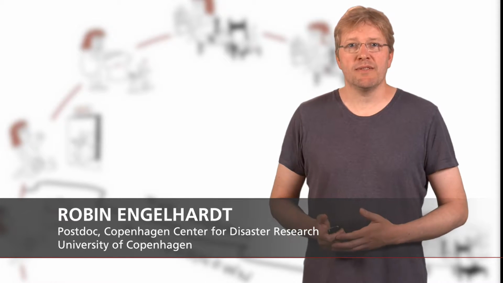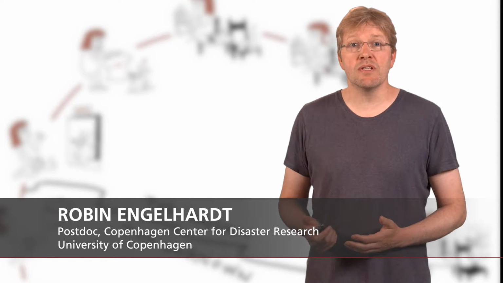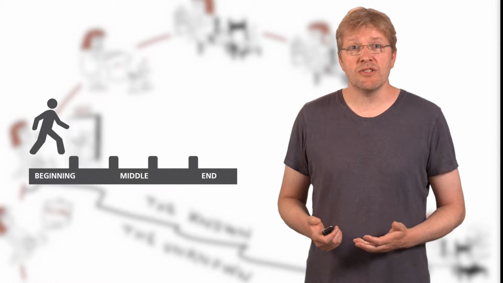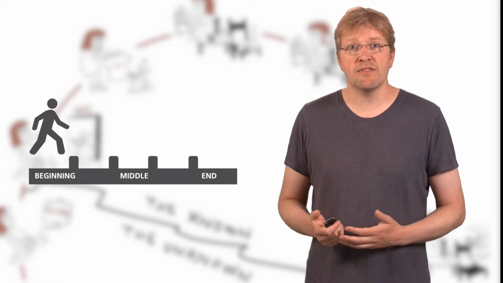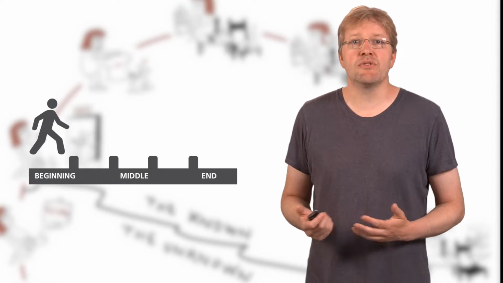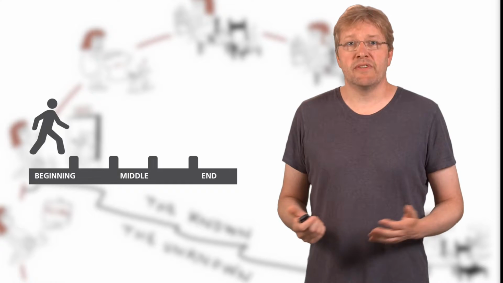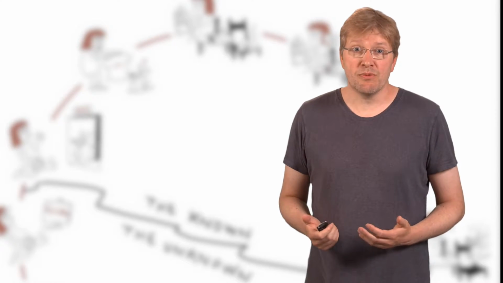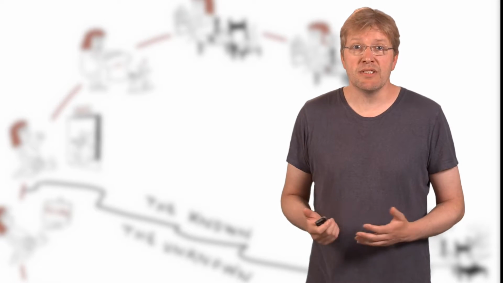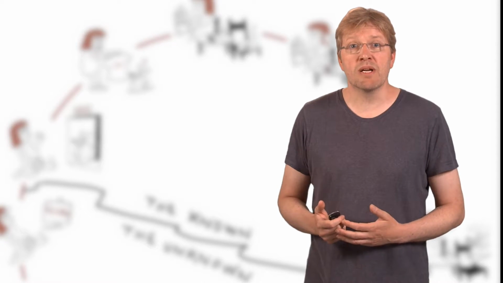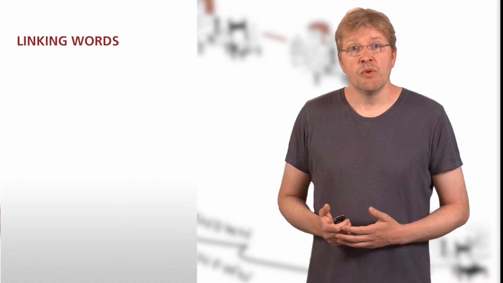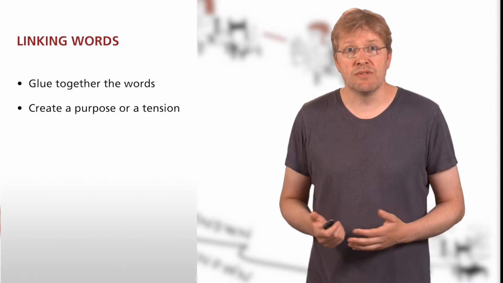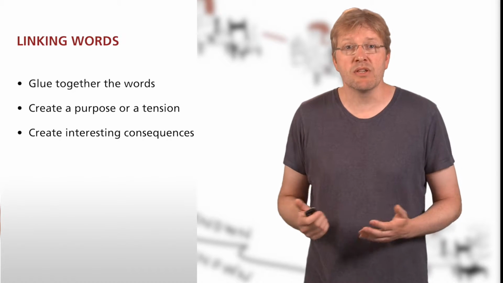Let us recapitulate. In their most basic form, stories have a beginning, middle and an end. And the narrative structure is such that you start with some established facts, you add something new and then you stir. And then you start all over again. Now, the trick by which you can combine these three elements into a meaningful and interesting piece of writing is to use some clever linking words, which not only glue together the words, but create a purpose or a tension and make the added things have interesting consequences.